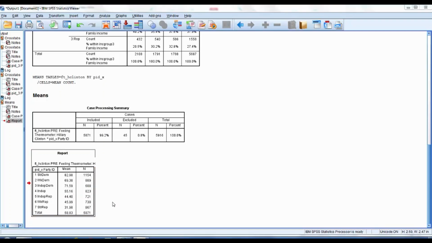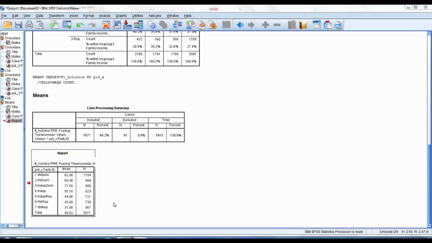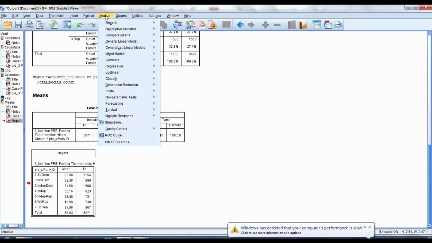It's the kind of thing that drives analysts nuts because it's hard to know why that is. At the bottom, this shows you the overall for the entire sample. She was rated about 58.83 degrees. Well, doing mean comparison analysis is not as rule-bound as crosstabs, because it's more straightforward. There's only one number to deal with.